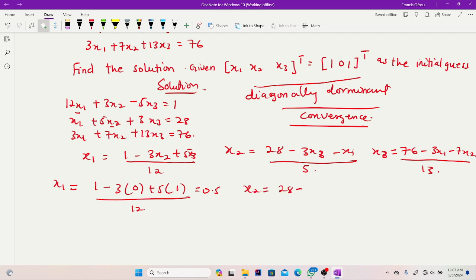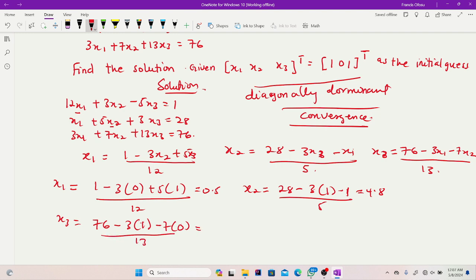Now when I come to the x2, I'll have 28 minus 3 open bracket x3, which is 1, minus my x1, which is also 1, all over 5. So 28 minus 4, 24 on 5, and that will give us 4.8. Then my x3 will be equal to 76 minus 3 open bracket x1, and x1 here is 1, so you just write 1, then minus 7 times x2, which is 0, all over 13. And this should give us 5.6154 if correctly punched on the calculator.